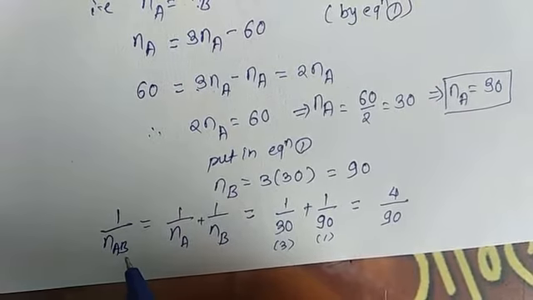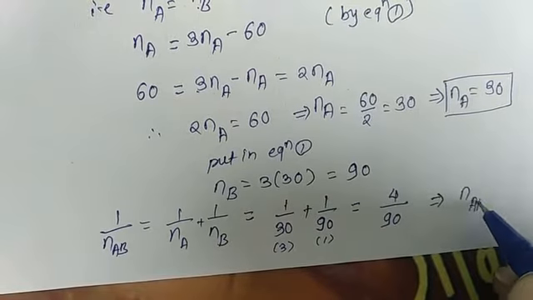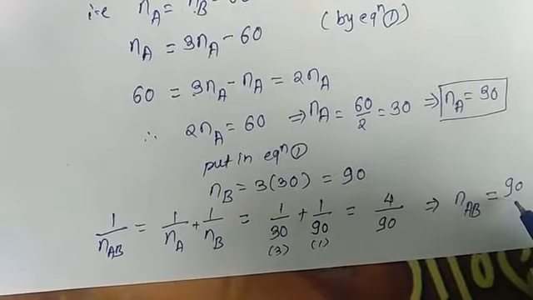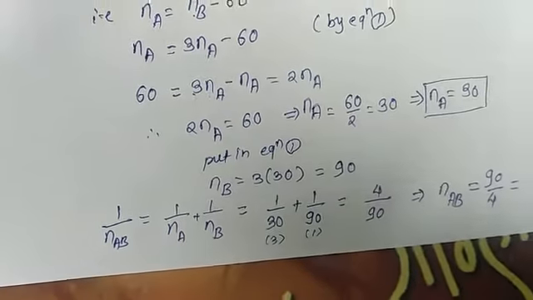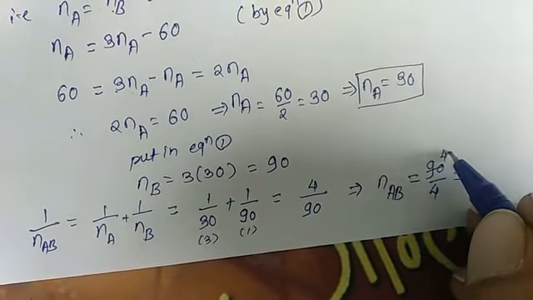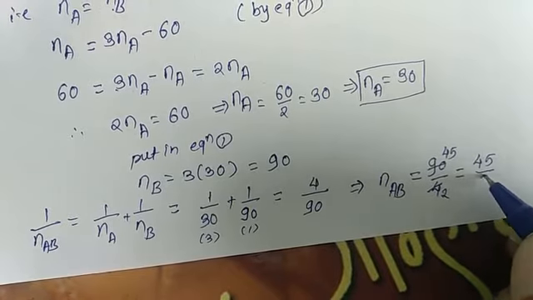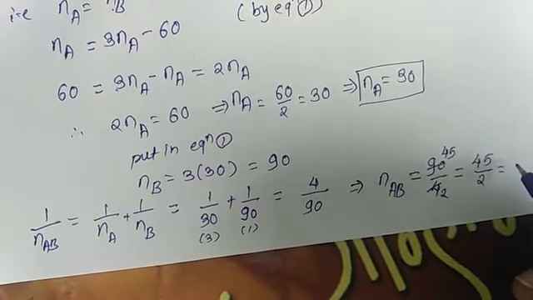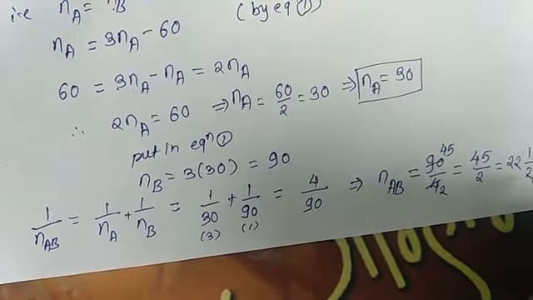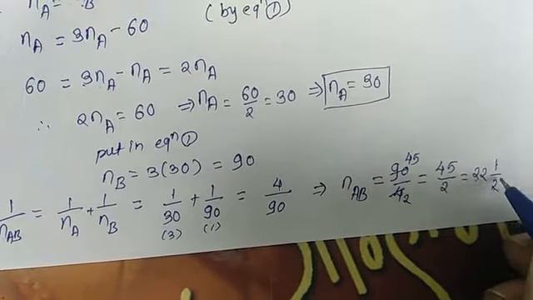1 upon n_AB is equal to 4 upon 90, which implies that n_AB is equal to the reciprocal, so it will be 90 upon 4, which is 45 upon 2. So 45 upon 2 can be written as 22 and 1 upon 2, because 2 into 22 is 44 plus 1 is 45 upon 2.